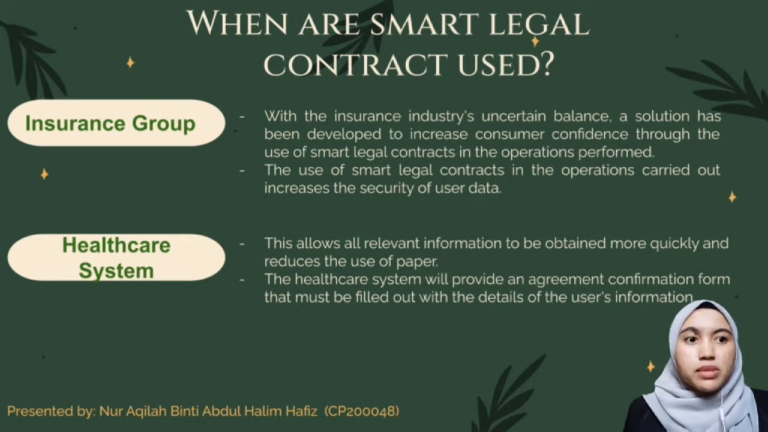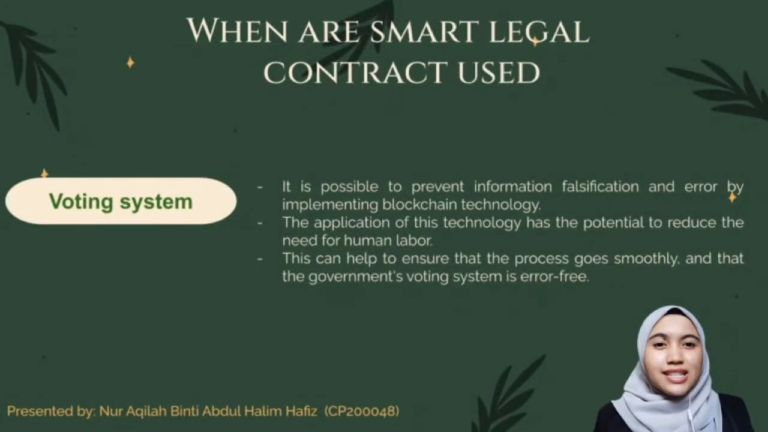This information will be stored in the system and will not be disseminated without the user's knowledge. Consumer health information systems will be available in the healthcare system in the future using this method. Lastly is the voting system. It is possible to prevent information falsification and error by implementing blockchain technology.